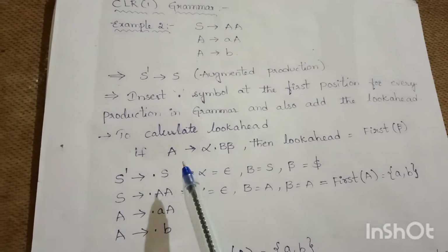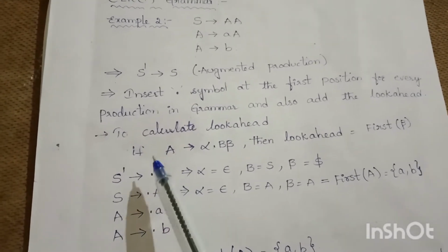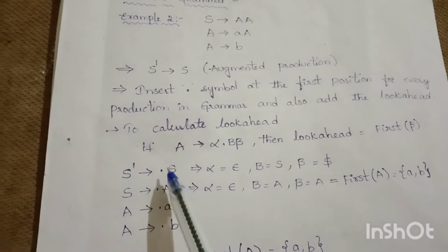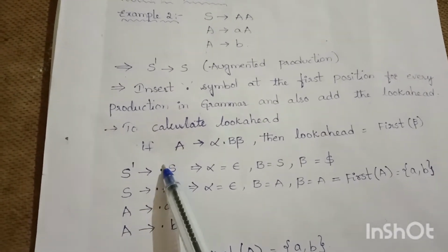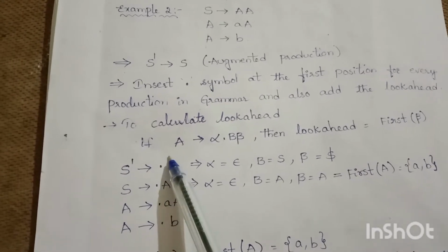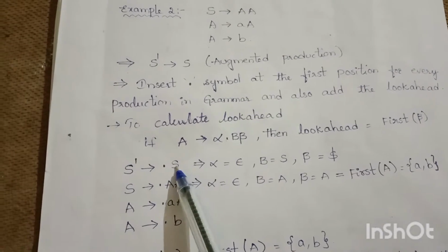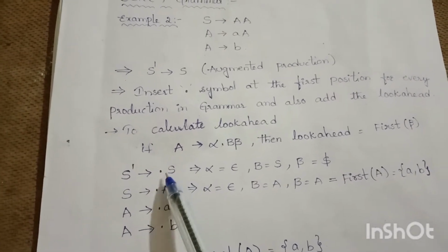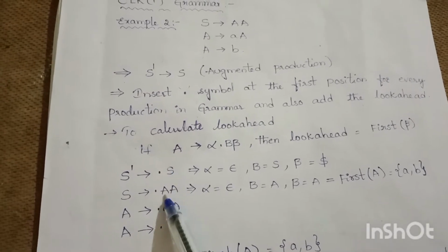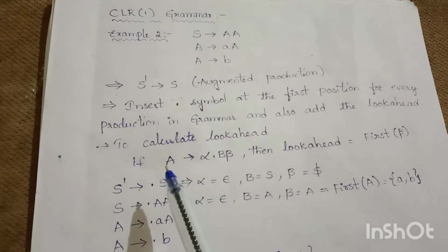The second step is writing of canonical items. Here you need to write LR0 items plus look ahead symbol. An LR0 item is nothing but placing a dot in front of the right side of the productions. The right side here is S, and in front of that you need to place a dot. In this way you need to write the LR0 items, and next you need to add the look ahead symbols. So how to take the look ahead symbols?